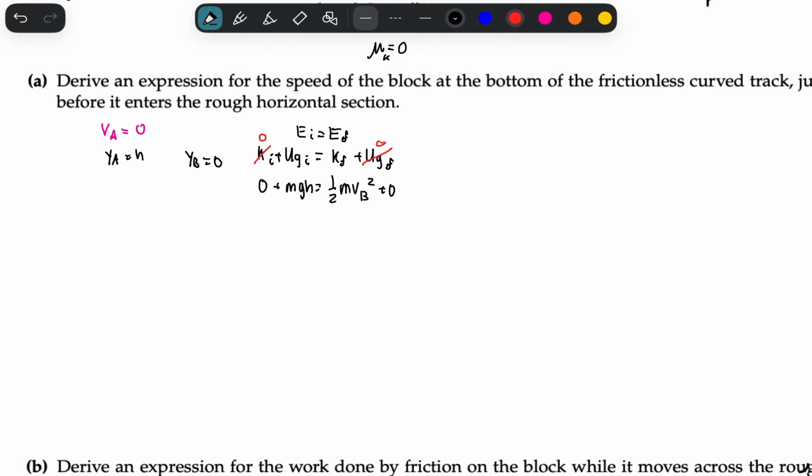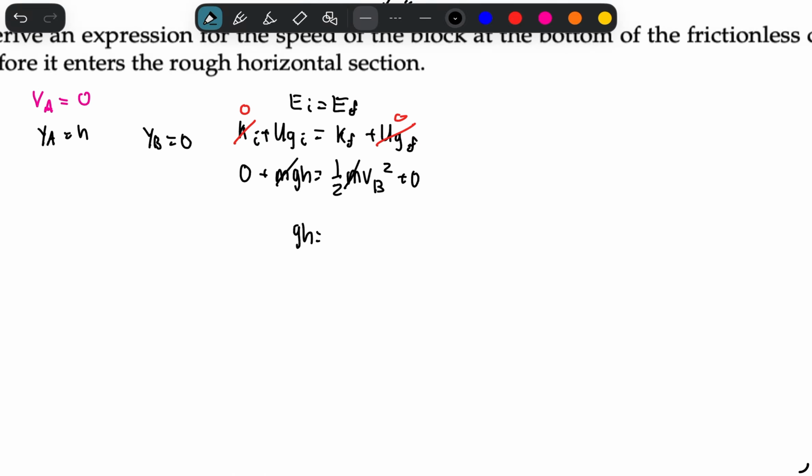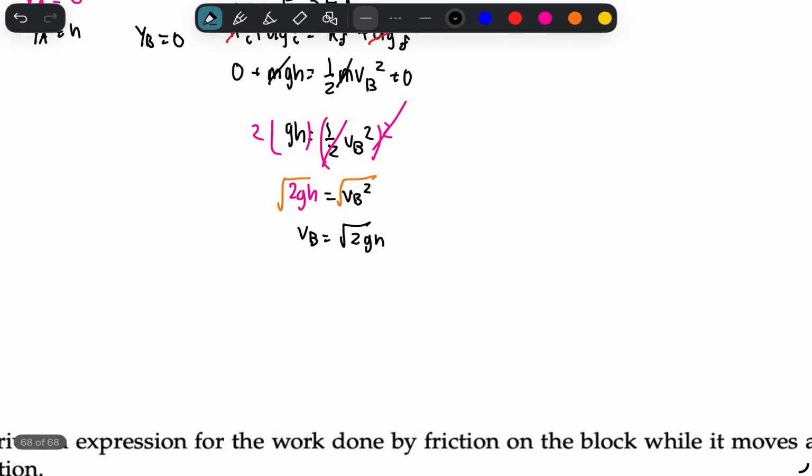Now, after this, we can cancel out our m's on both sides. We get gh is equal to 1/2 vb squared. You can multiply both sides by 2, and we get that 2gh is equal to vb squared. If we take the square root of both sides, we get that vb is equal to the root of 2gh. So what we see is our gravitational potential energy turned into kinetic energy on the frictionless track.